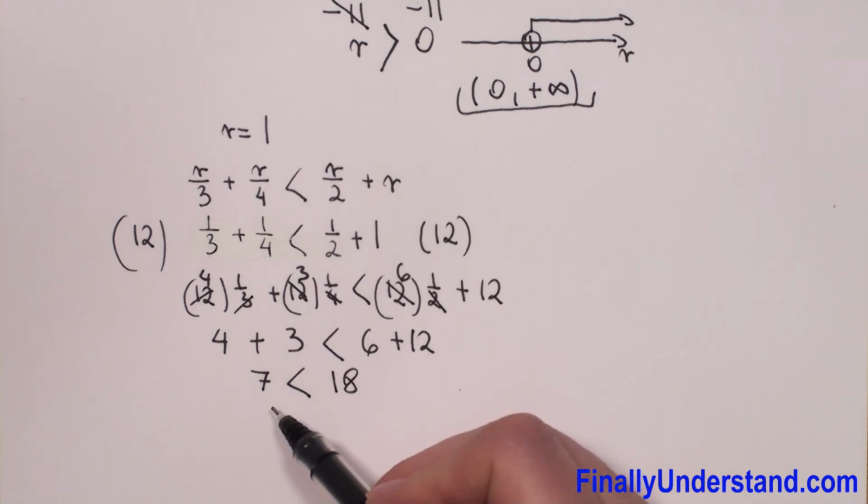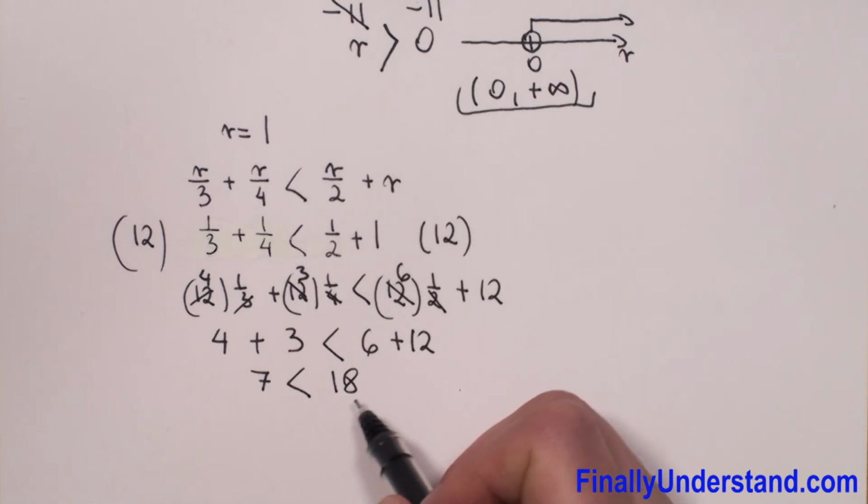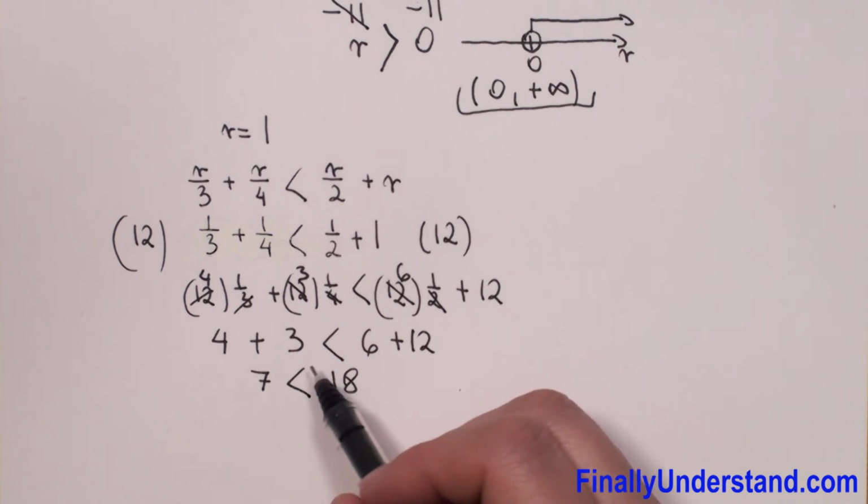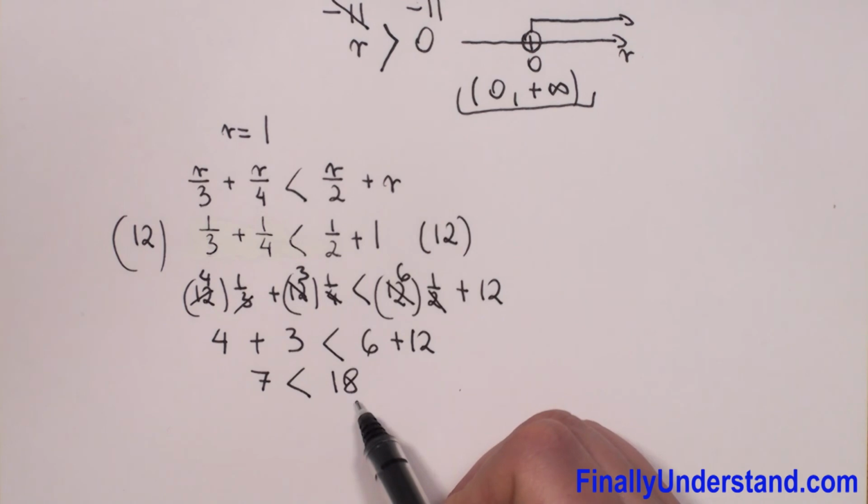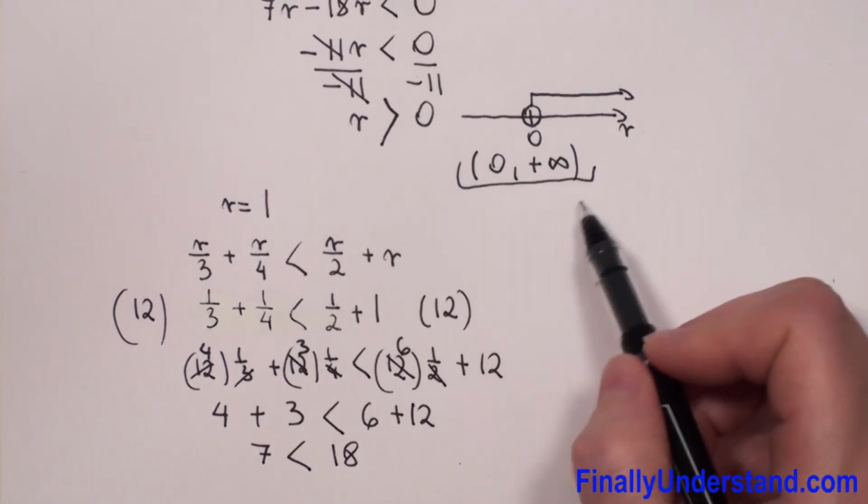So we see the left side is less than the right side. So our inequality is true. So our solution is correct.